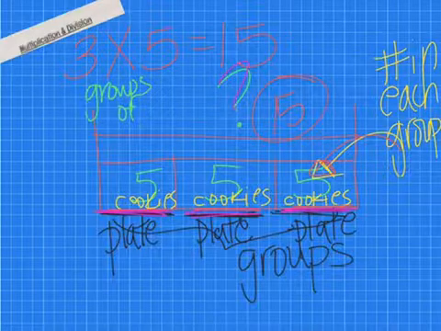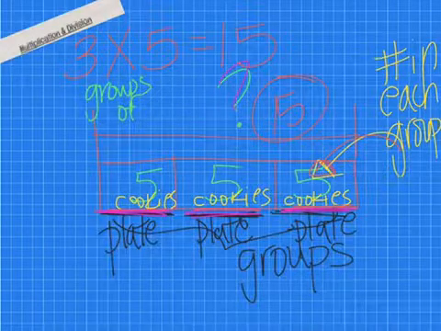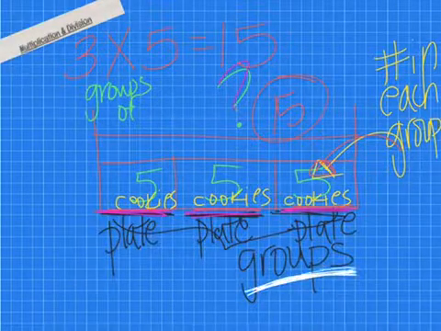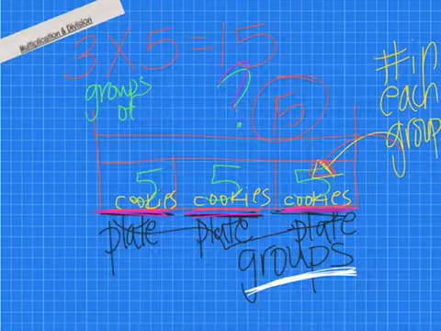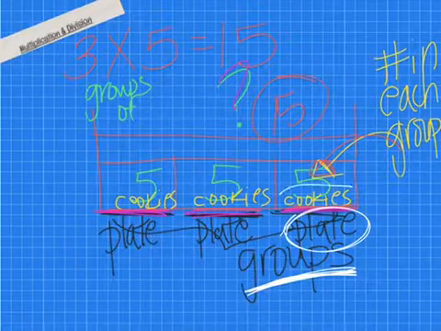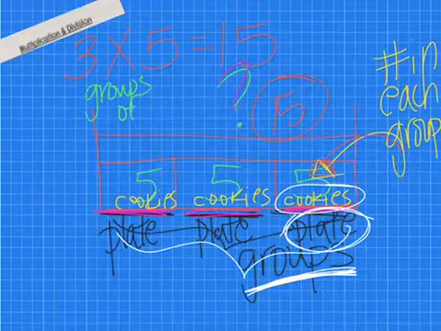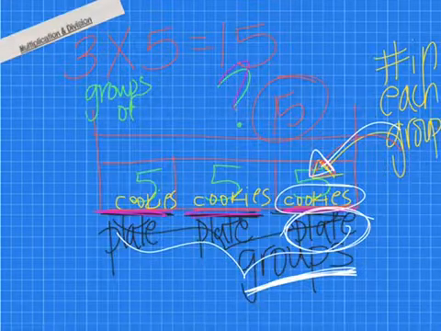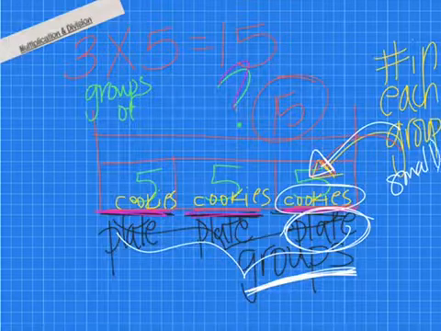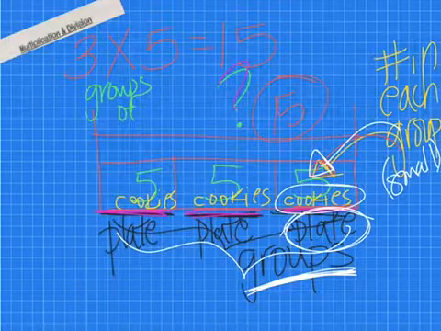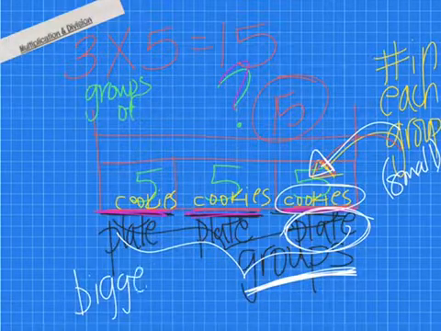And just as a reminder, remember the groups represent the big thing, and of course a plate is much bigger than a cookie. So the plate represents your groups, and the cookies are the number in each group, because the number in each group will be the small thing, and the group would be the bigger thing.